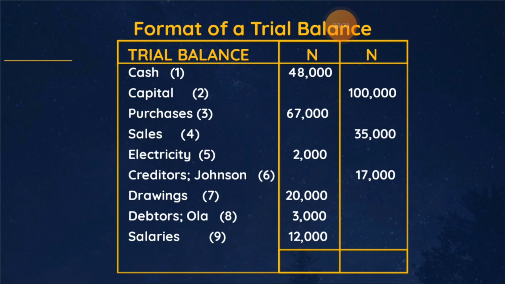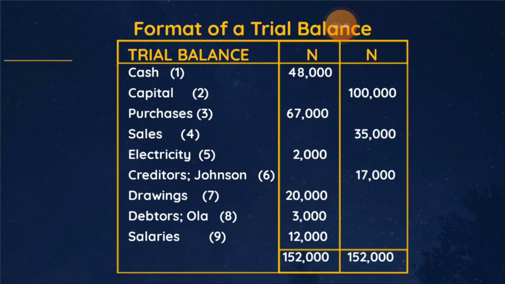So if we add 48,000 naira plus 67,000 naira plus 2,000 naira plus 20,000 naira plus 3,000 and the 12,000 naira, the total will be 152,000 naira. 100,000 plus 35,000 plus 17,000 will also give us 152,000 naira, which means our account is balanced.